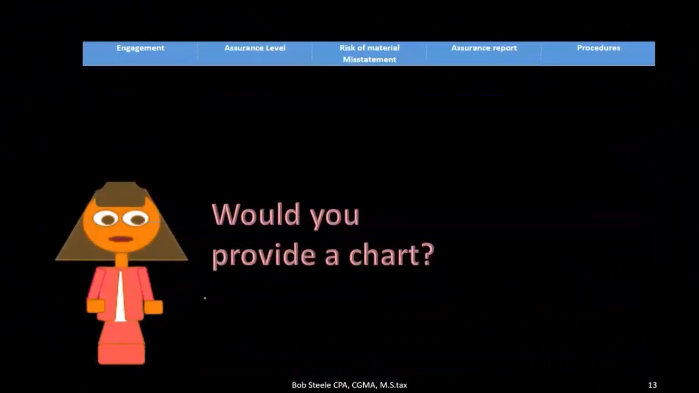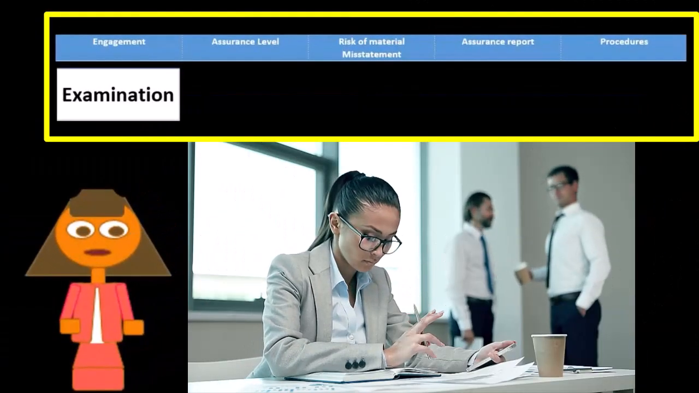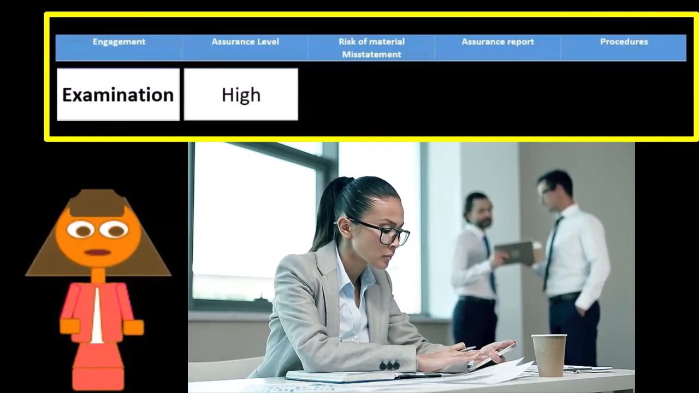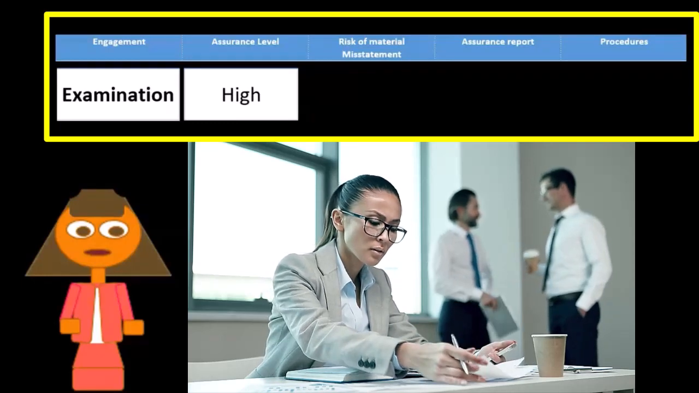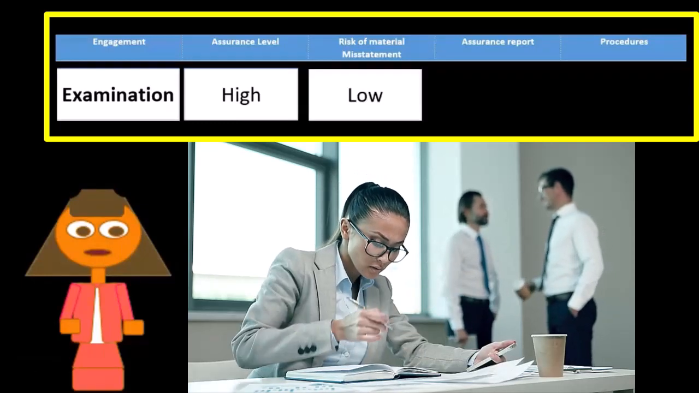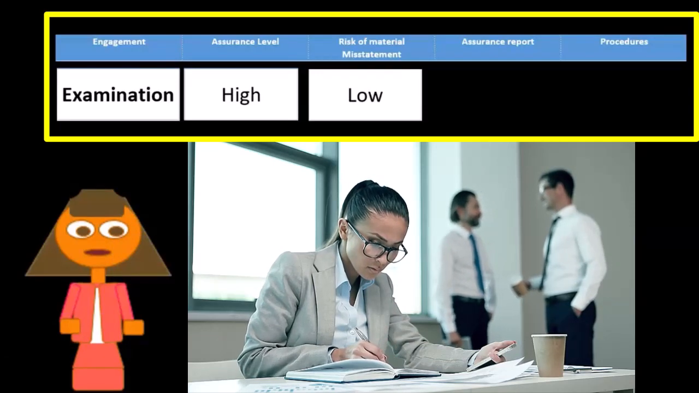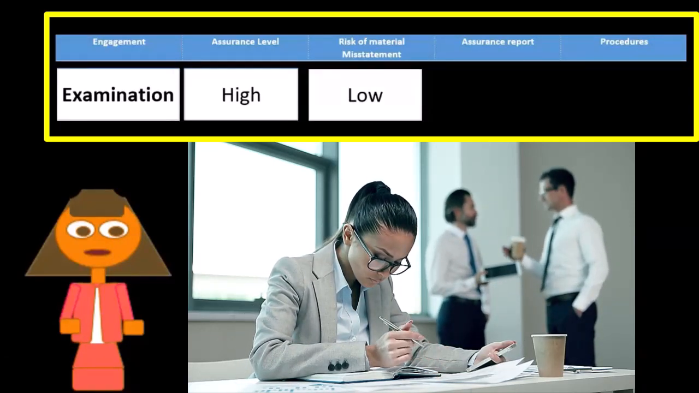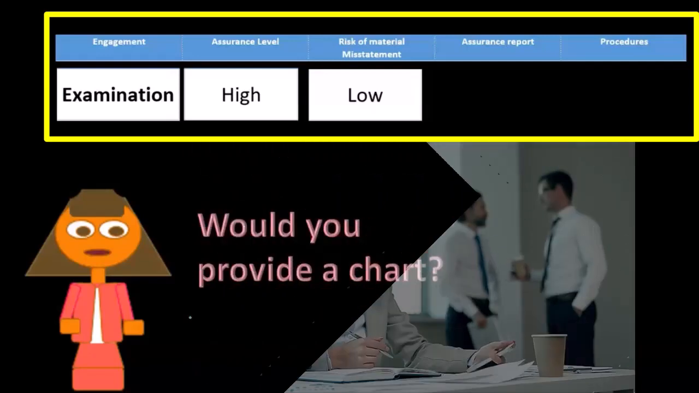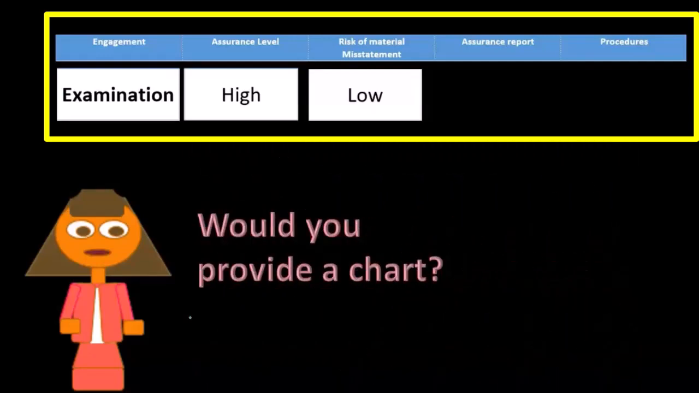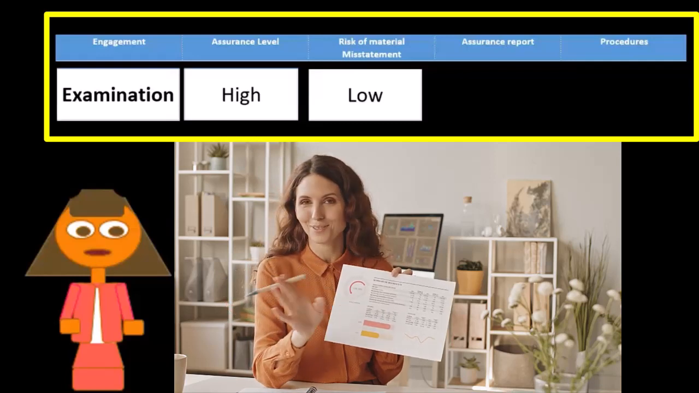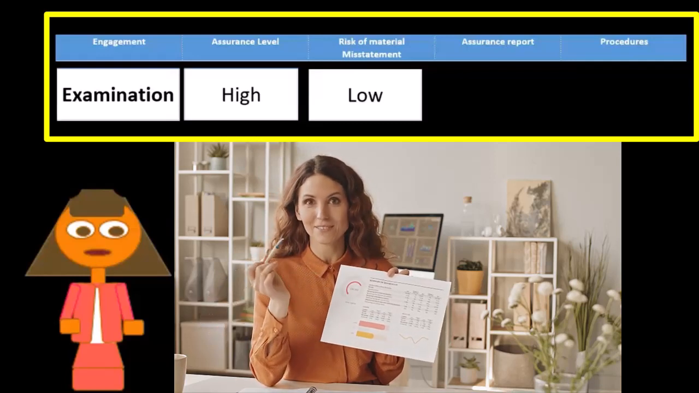Now let's take a look at a chart here. If we have an examination, the assurance level is high. So if we're talking about an audit, we're giving high assurance that the financial statements are correct. That means the risk of a material misstatement is low. If you ask what the odds are that there's a big misstatement on the financial statements, well, if it's been audited, the risk of a material misstatement, one that would be relevant to decision making, is low. It doesn't mean there aren't immaterial misstatements, but if it's immaterial, it shouldn't affect decision making.